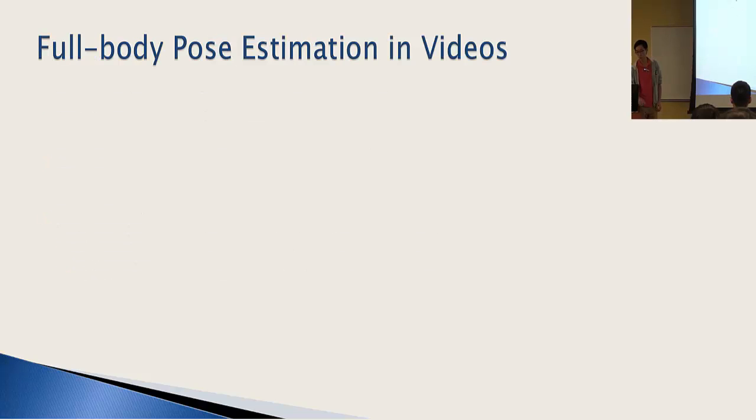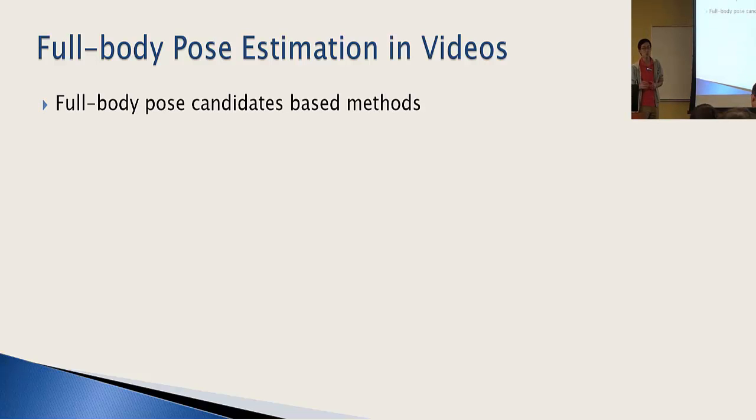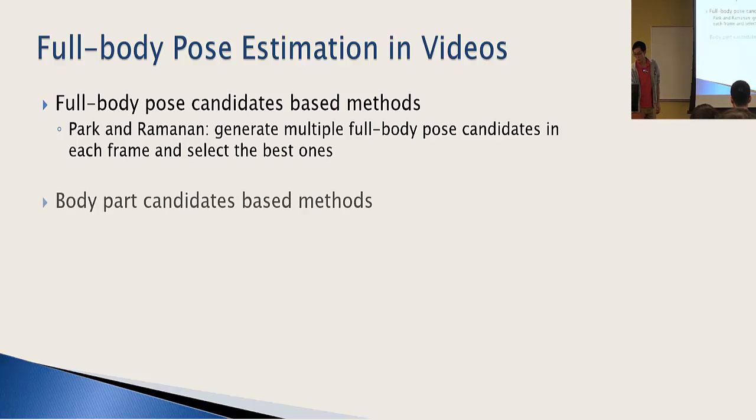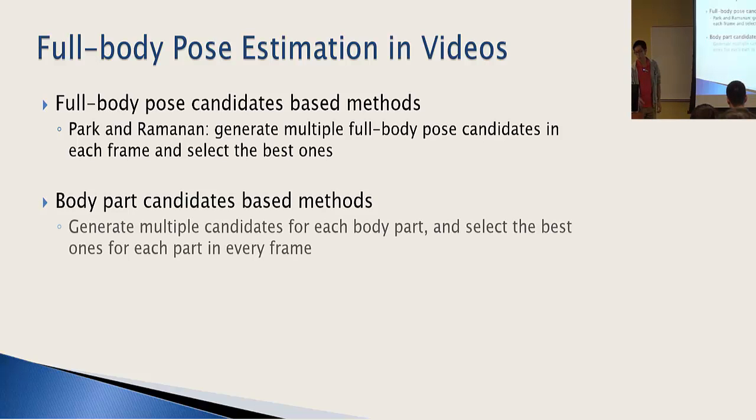Since we are going to focus on full body pose estimation in videos, I'm going to introduce two major methodologies which were designed to solve this problem. The first methodology is called full body pose candidate-based methods. In this method, they generate multiple full body pose candidates for each frame and select the best ones through the frames. The second methodology is called body part candidate-based methods. For these methods, they generate multiple candidates for each body part and select the best ones for each body part in every frame.